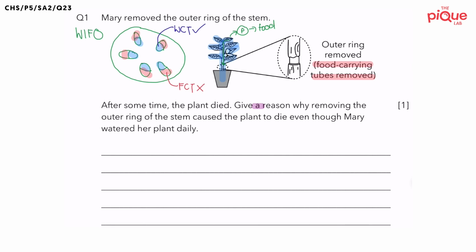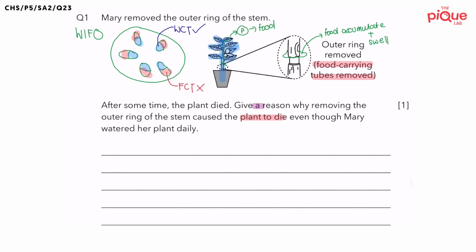No. Why? Because the food carrying tubes were removed. Therefore, food is going to accumulate above the cut, which causes the stem above the cut to swell. So let's write this down together. Food accumulates, okay, which causes the stem above the cut to swell. Up to now, the plant seems quite healthy, am I right? Since the leaves were able to carry out photosynthesis to make food, the plant must be healthy. But why eventually the plant is going to die?